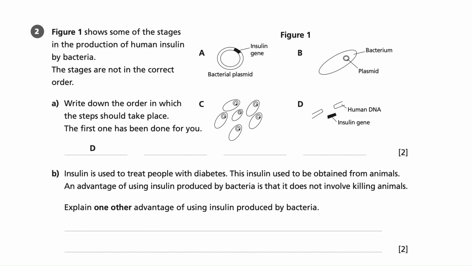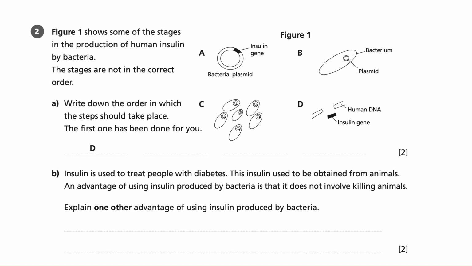Question 2. Figure 1 shows some of the stages in the production of human insulin by bacteria. The stages are not in the correct order. And we can see there figure 1 on the right with A, B, C and D. I always think it's really useful to look at the diagram before you even look at the rest of the question. Just make sure you're clear what all the keywords mean, what it's telling us.